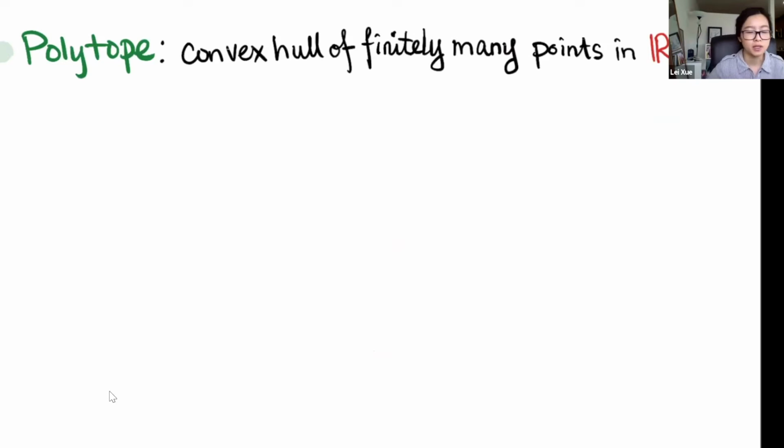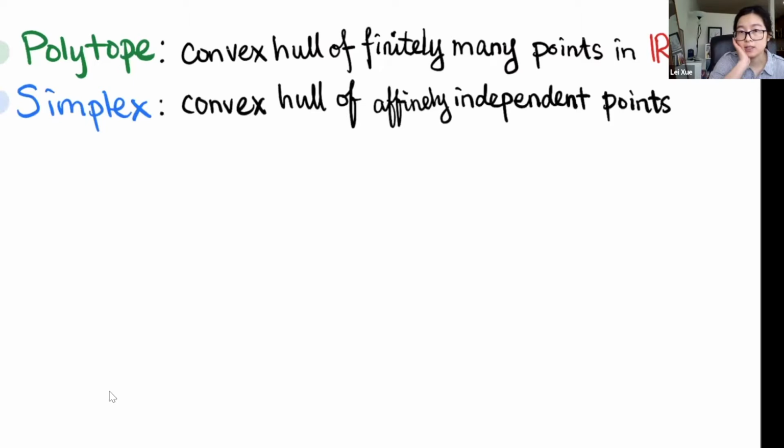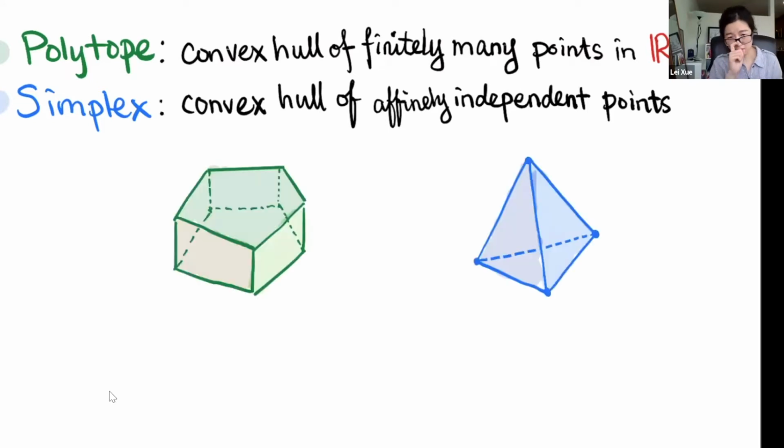of a polytope. If you take a finite set of points in R^d, for example, think of the space R^3, and you take the convex hull of them, that will give you a polytope. And if you further ask that finite set of points to be affinely independent, then you get something called a simplex. Here are two examples. The green one, both of them are polytopes. The blue one is a three-dimensional simplex.